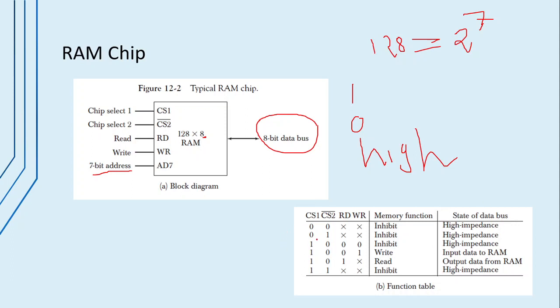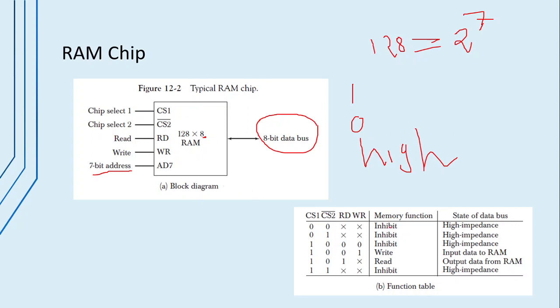Now here you can see that whenever your CS1 is 0, it means your chip is not selected. So automatically your memory function is inhibit. It means it has a high impedance state, meaning no operation is performed. Now whenever your chip select 1 is 1 and your chip select CS2 is 0, it means the chip is selected but read or write has not been selected, meaning your computer doesn't want to perform any operation.